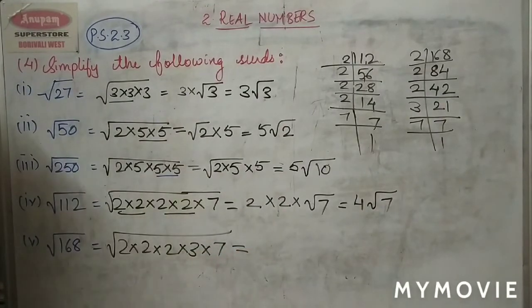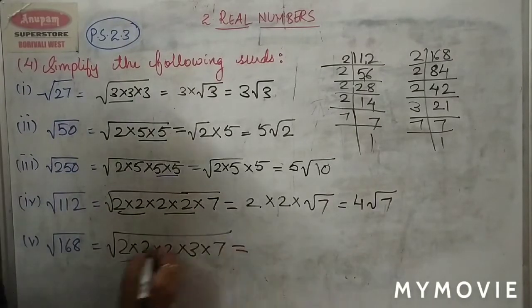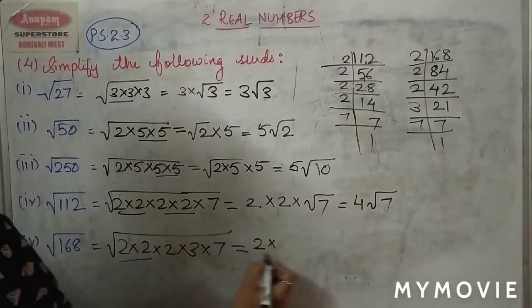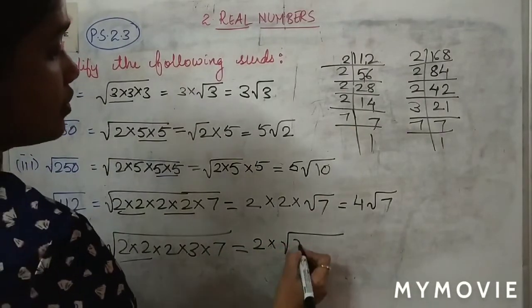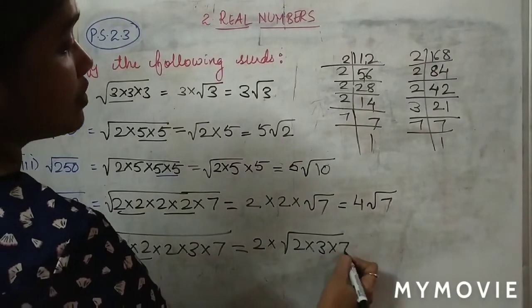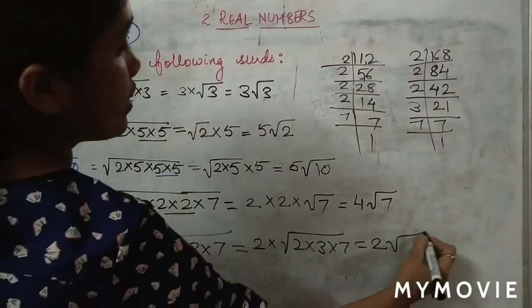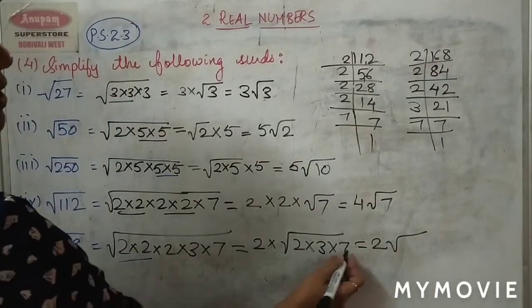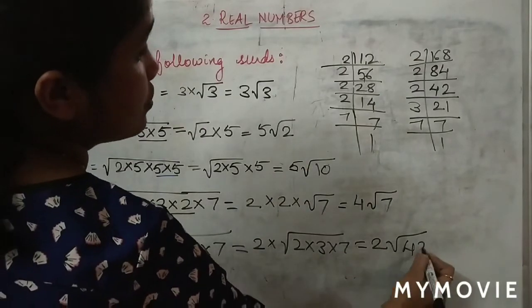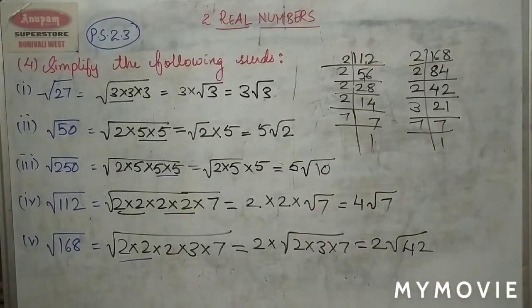Again I am going to make pairs of two similar numbers. So this is one pair which I'll have. These are not having any pairs. So for these 2 I'll write down 1 2, and the remaining numbers will remain in the root sign. So this will become 2 square root of 3. 2 3s are 6, 6 7s are 42. So your answer is 2 square root of 42.